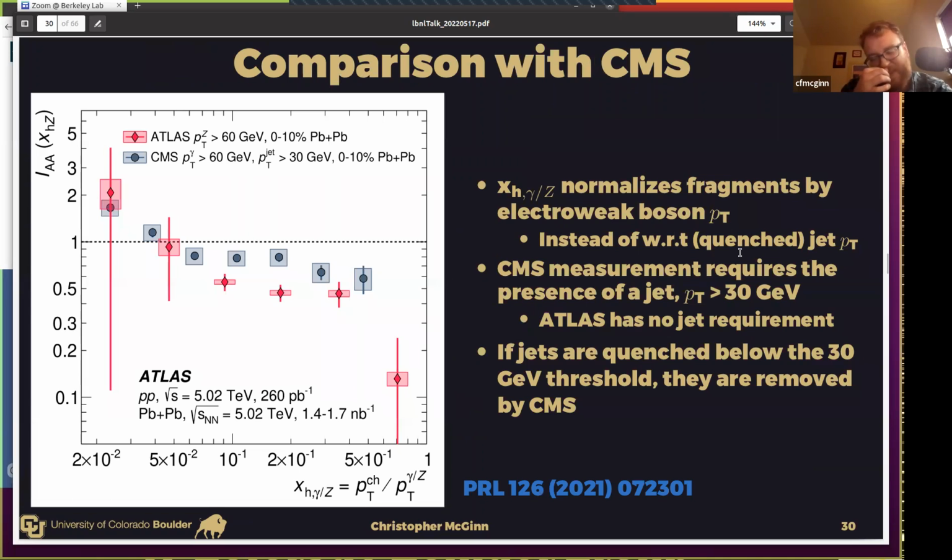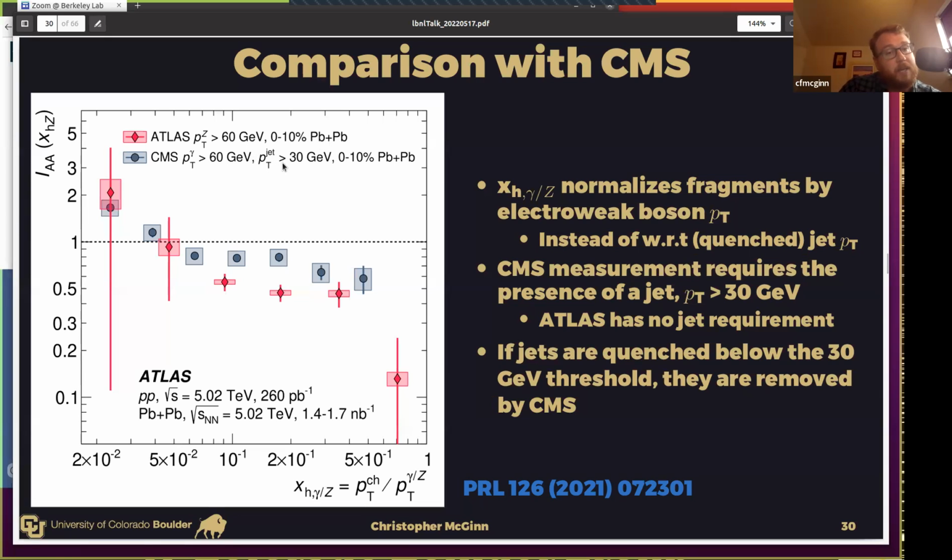I want to make one more point here in a comparison with CMS. If you recall, when I started talking about this, I made a big point about jet selections and a possibility of bias when you know your jets are quenched when you select on them. So this is comparing CMS PT gamma with ATLAS PTZ. There's, of course, the difference of fragmentation photons in the gamma channel, but I think the more important difference here is actually the jet selection.